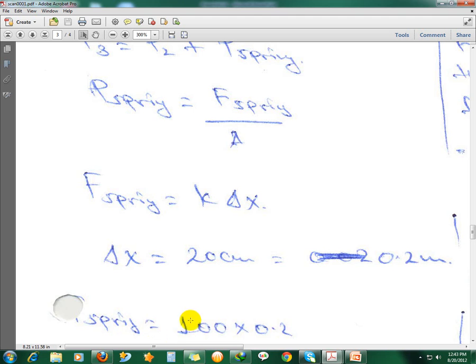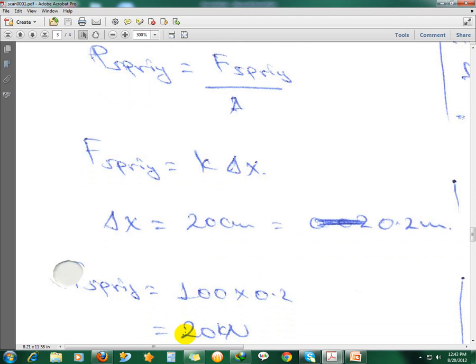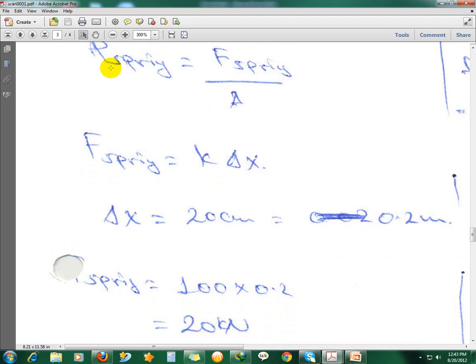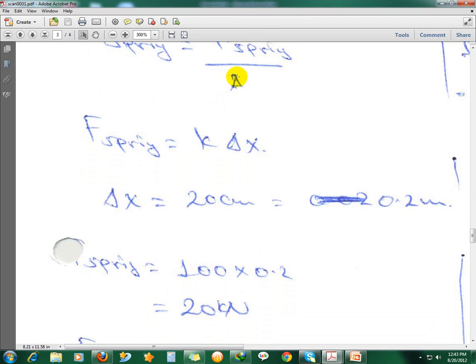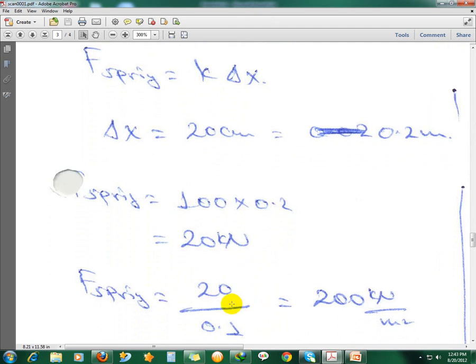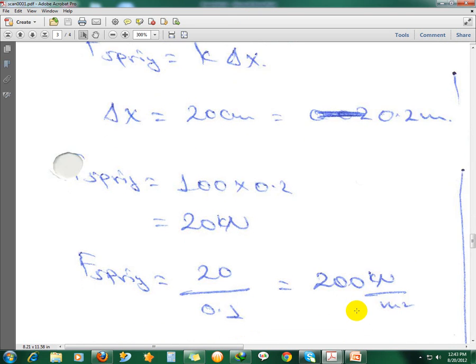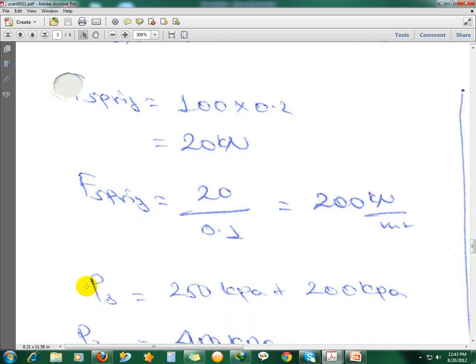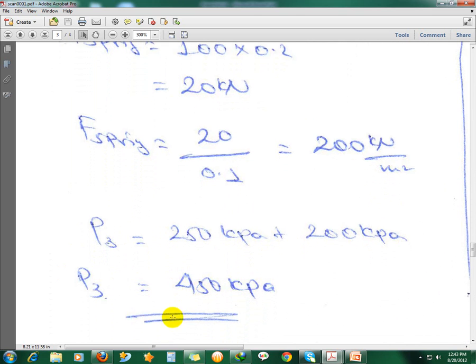So spring force is equal to 100 times 0.2, it's around 20 kilonewton, and spring pressure equal to force of spring over area, and these are the values. So spring pressure is equal to 200 kilonewton per meter square, which means 200 kilopascal. Then the final pressure P3 is equal to P2 plus the additional spring pressure. Then the final pressure is equal to 450 kilopascal.